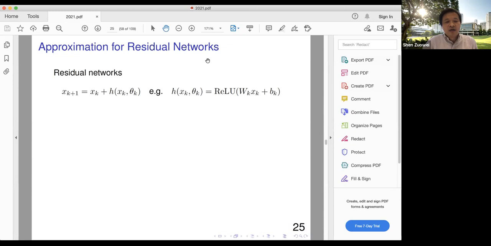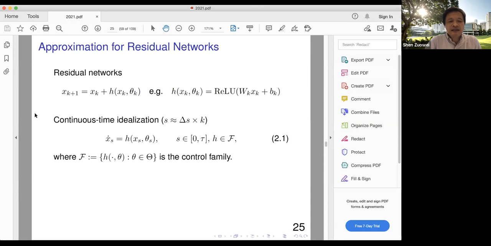Here we start with the residual network. You consider that your H is divided by the step. For example, H can be any activation function, but here we say it is ReLU. So your H is parameterized. This is discrete, this is the deep neural network, and you can make a continuous-time idealization that becomes an ODE, a dynamic system.